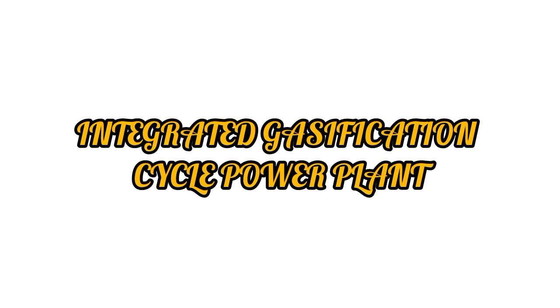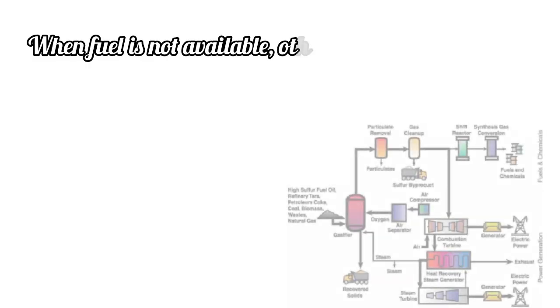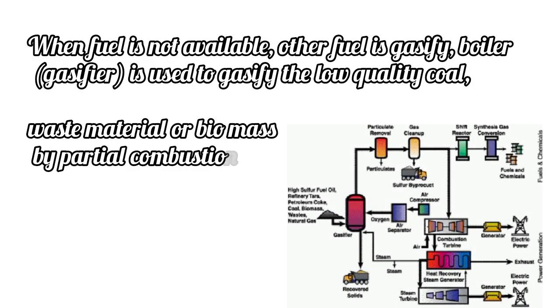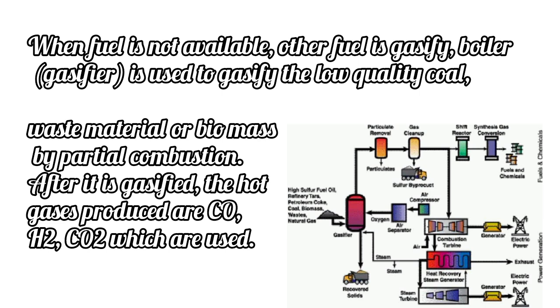Integrated gasification cycle power plant. When fuel is not available, other fuel is gasified. A gasifier is used to gasify the low-quality coal, waste material or biomass by partial combustion. After it is gasified, the hot gases produced are CO, H2 and CO2 which are used.